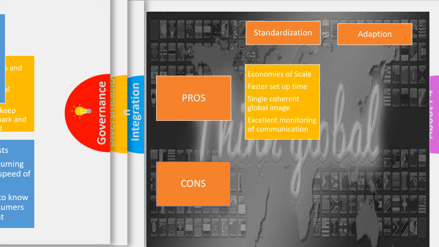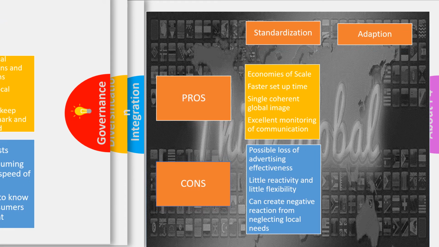You have faster setup times because you've already done this already. You have a single coherent global image, which is consistent and works. Excellent monitoring of communication, so you can monitor the whole process and it's done quickly. What are some of the disadvantages?